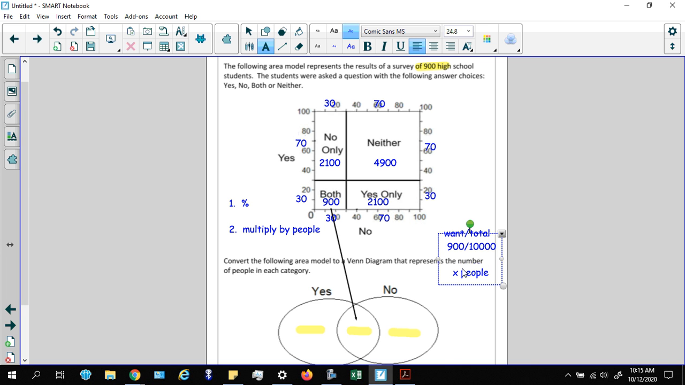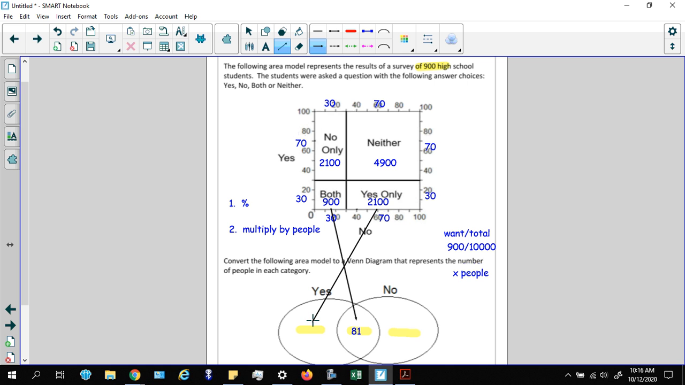So 900 divided by 10,000, and I'm going to times that by 900, which comes out to be 81 people. So 81 people in this example will be the both situation. Now, let's look at yes only. Yes only is 2100. So again, off to the side.